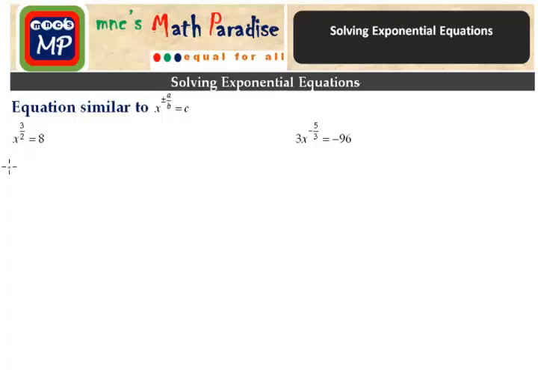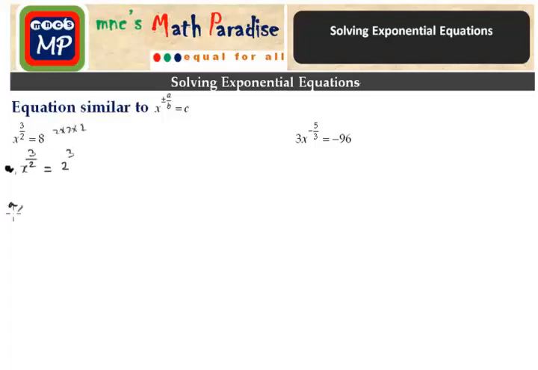So now, how can we convert this 8 so that we can represent it as a base, and then the power will be 3 by 2? Let us do this. x to the power 3 by 2 equals 8. 8 means 2 to the power cube, because 8 is 2 times 2 times 2.